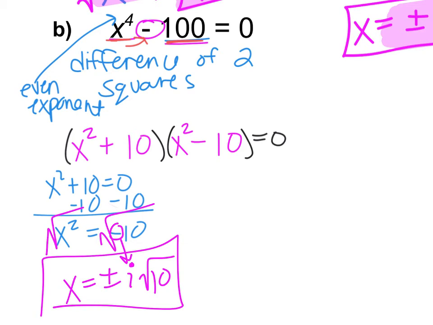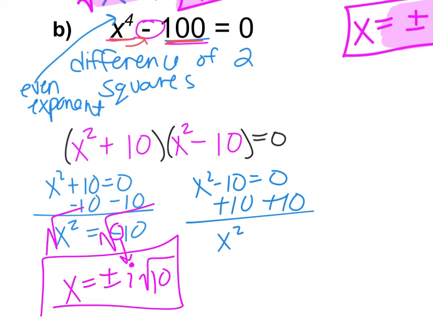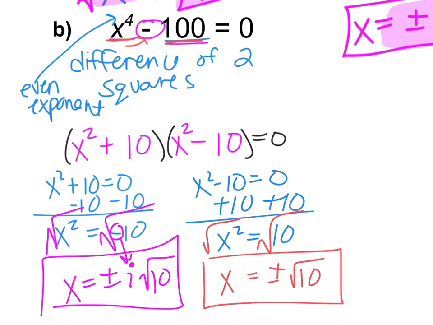And then we have adding 10 over. Here we'll get real numbers and we take our square root because this time we don't have a negative. Oops, no squared there. Sorry, let me get rid of that. And there we go. So x equals plus or minus root 10 there. So I have two real solutions and I have two imaginary solutions.